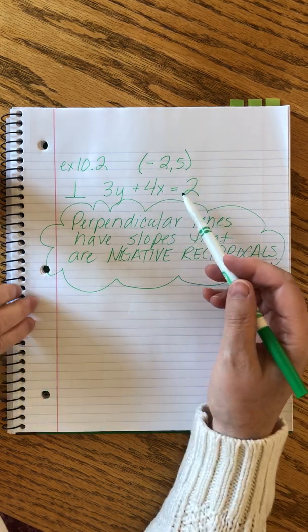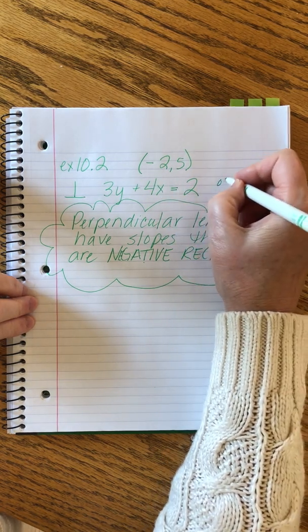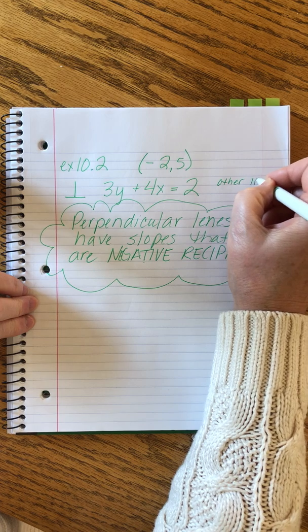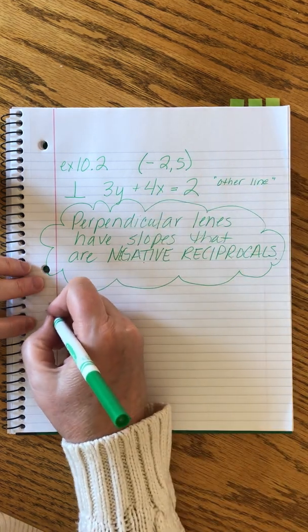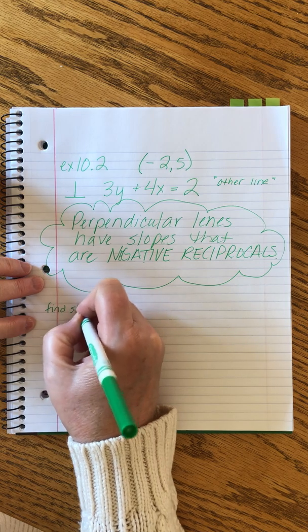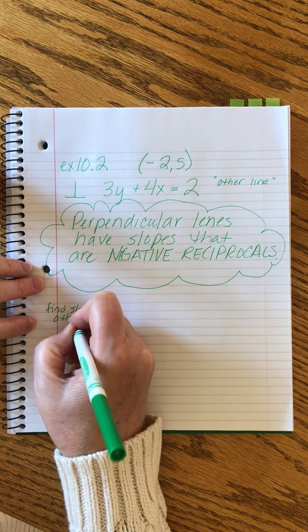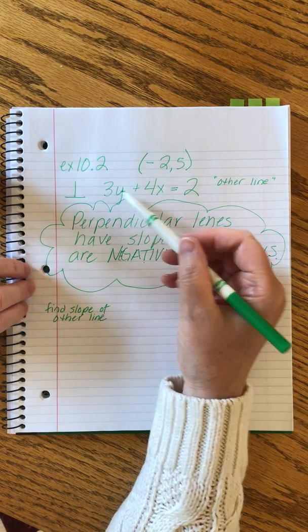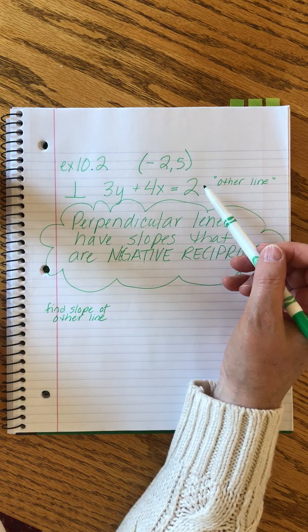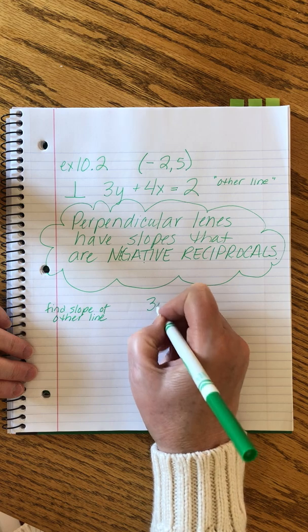But now we've got another thing. What we have to do is, this is what I call the other line. It's not our line, it's the other line. We have to find the slope of the other line. Well, okay, that shouldn't be too hard, but we look at this and go, shoot, it's not in the right format. It's not in y equals mx plus b. So we have to rearrange it first.